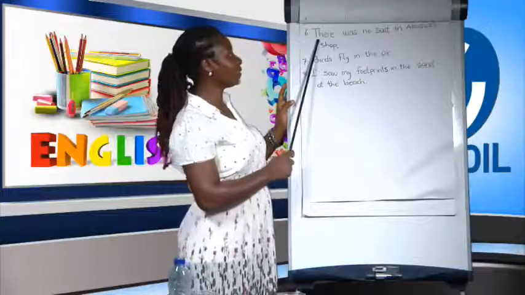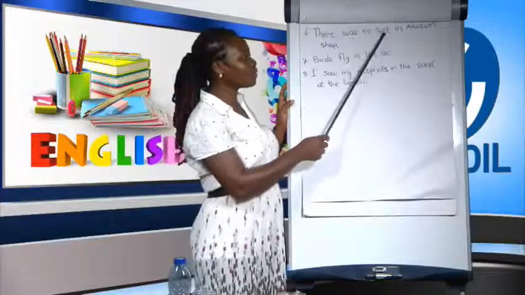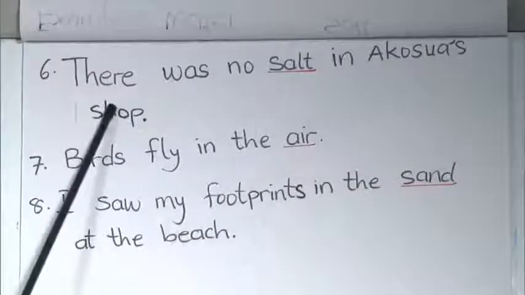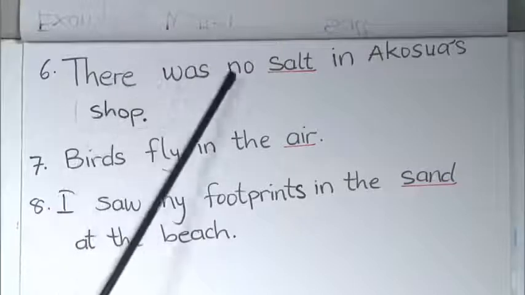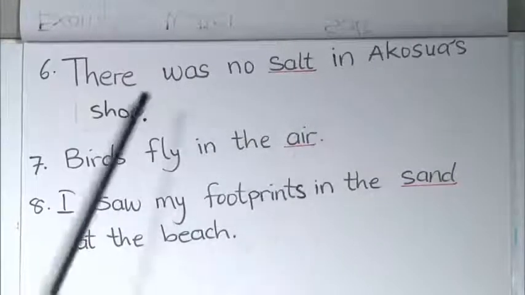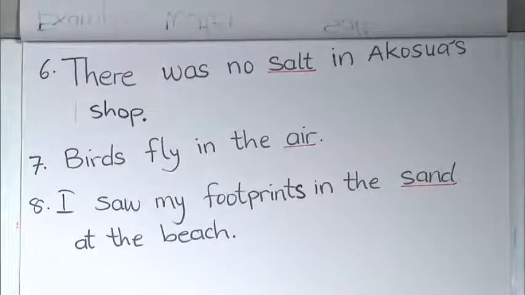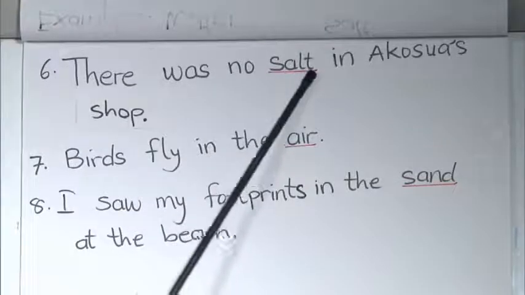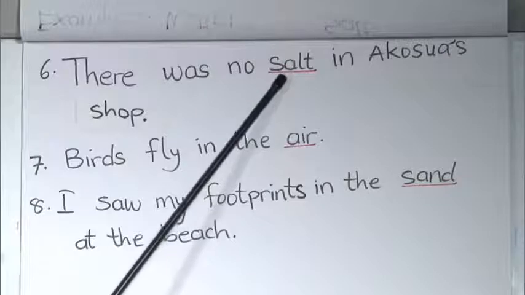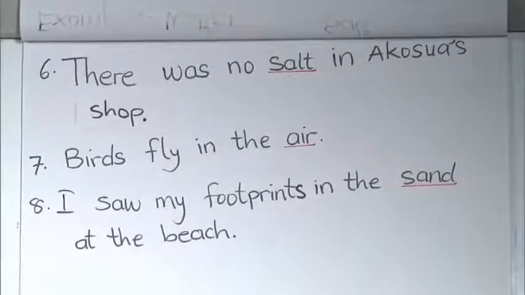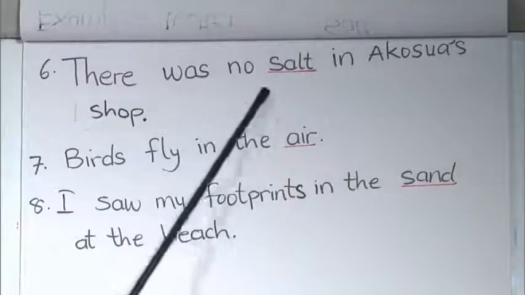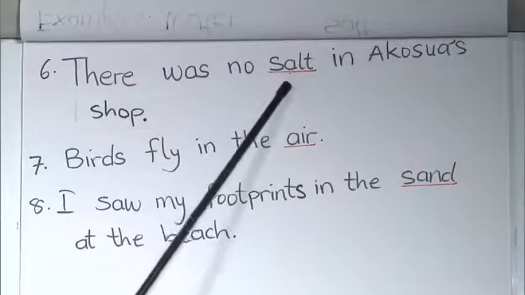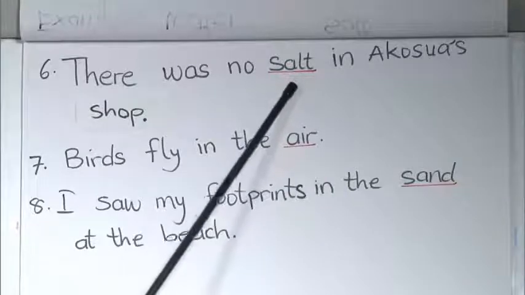Number 6. There was no salt in Akosia's shop. We are talking about uncountable noun. Can you identify any uncountable noun in this sentence? Yes. Where is it? We have here salt. We just saw salt here. We couldn't count it, so we identify it as uncountable noun or non-count noun.